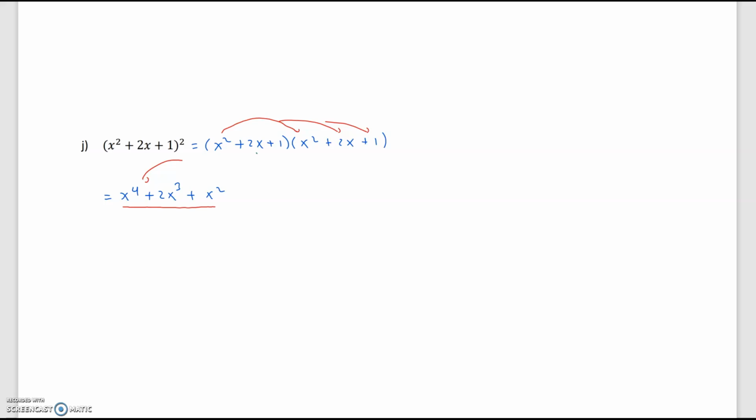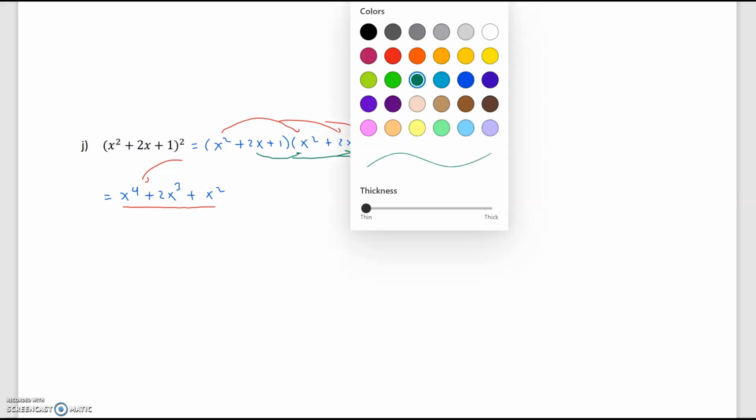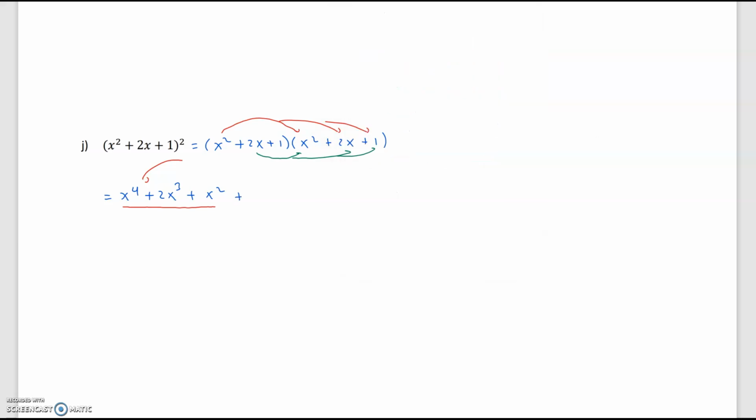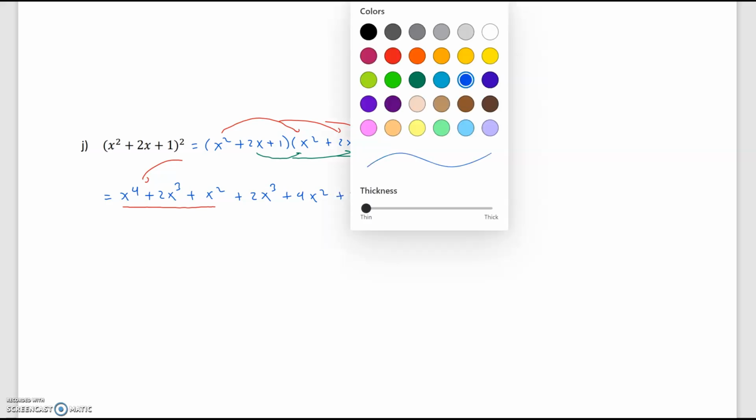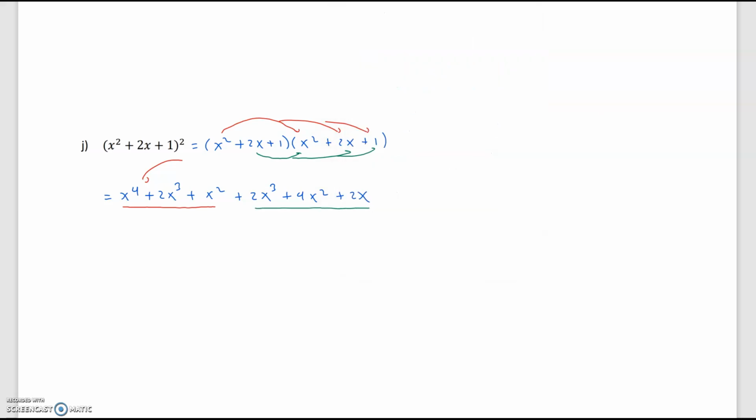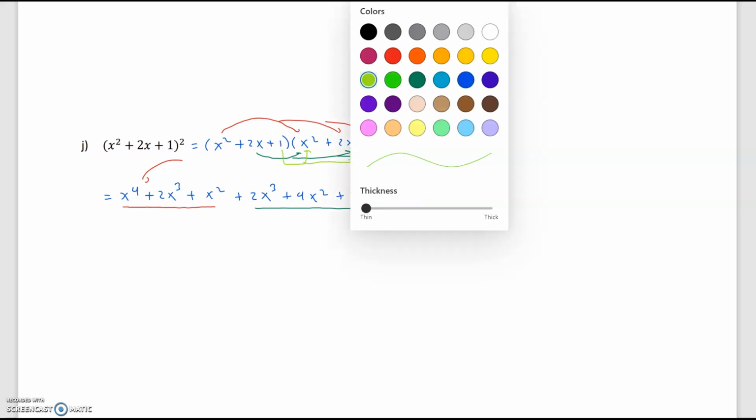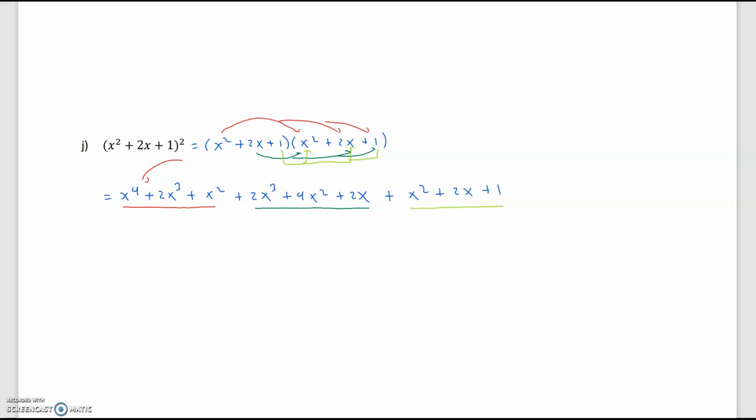Then let's multiply the 2x times those three. So 2x times x squared, that would be a plus 2x to the third. 2x times 2x, it'll be plus 4x to the second. 2x times 1 would be plus a 2x. So that's the resulting multiplication of the 2x. And let me check. So 2x to the third, 4x to the second, and 2x. And then on the last one, we're going to multiply the 1 times every one of the terms. This is the easy multiplication, since we're just going to get plus an x squared plus a 2x plus a 1.